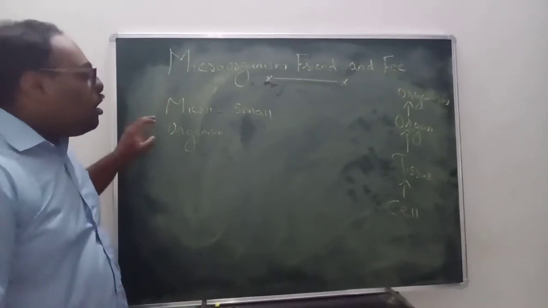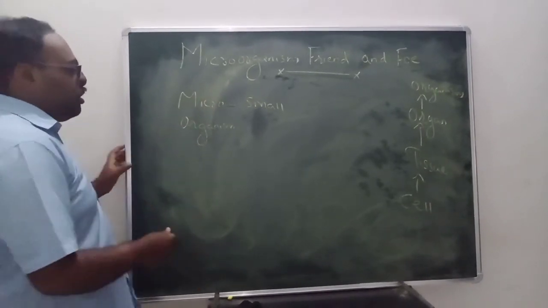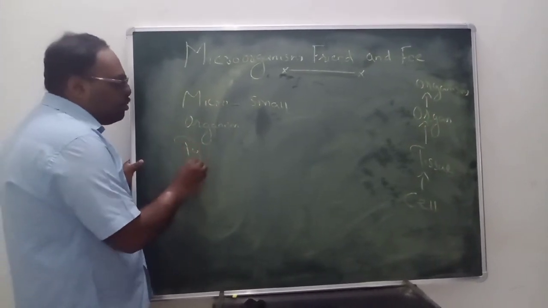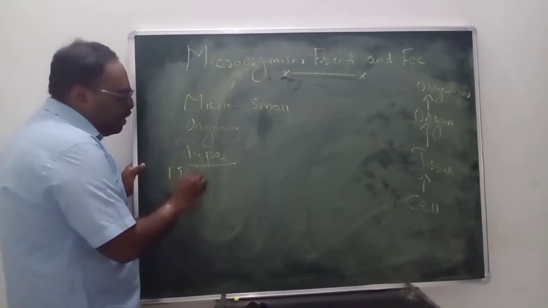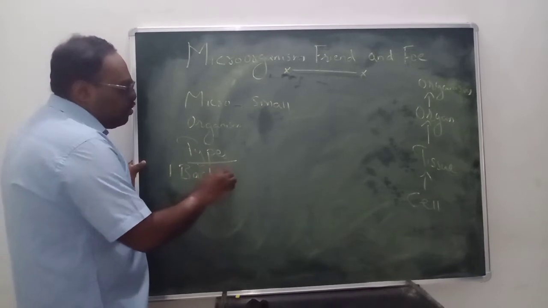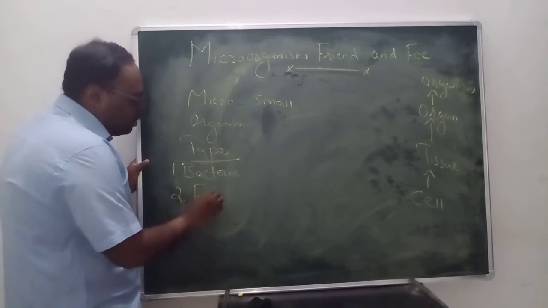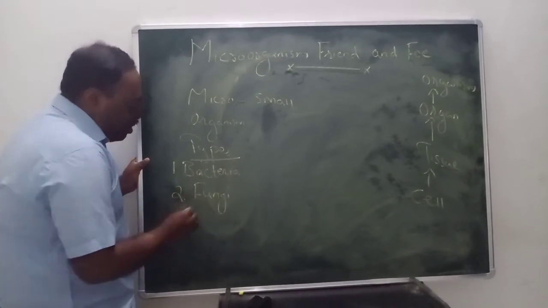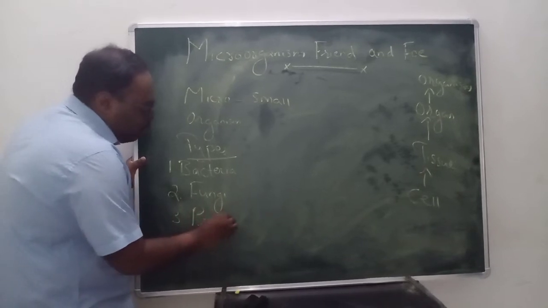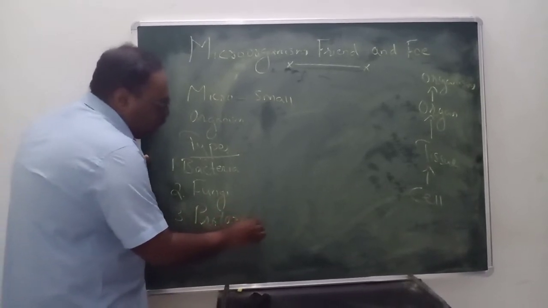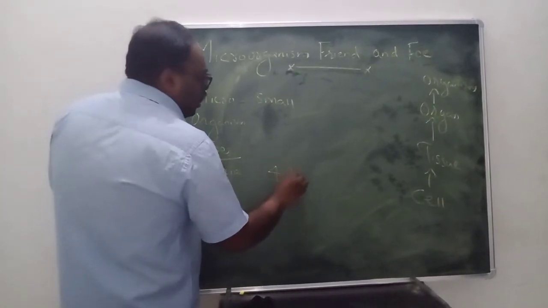And there are many microorganisms. If you are discussing the types of microorganisms, first comes bacteria, second comes fungus or fungi, and the third comes protozoans, and fourth, that is, viruses.